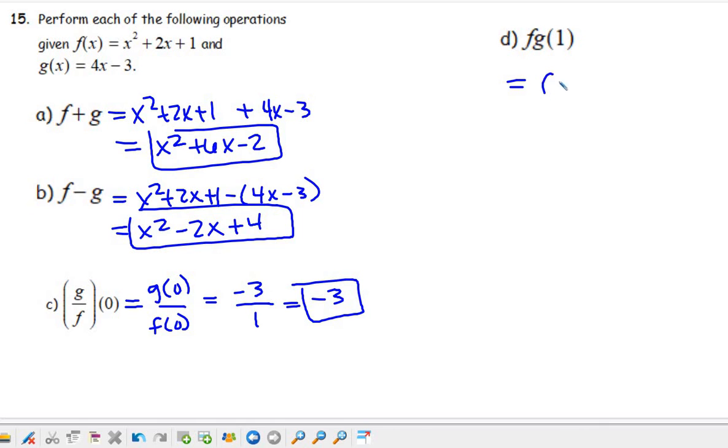Same thing with f times g. It's the same thing as f of 1 times g of 1. It keeps you from having to do all the multiplication and then sub in 1. So 1 squared plus 2 plus 1 is 4, times... 4 minus 3 is 1, and 4 times 1 is 4. Much quicker than doing the actual operation and then plugging in, and it's a multiple choice test, so that is definitely an option for you.